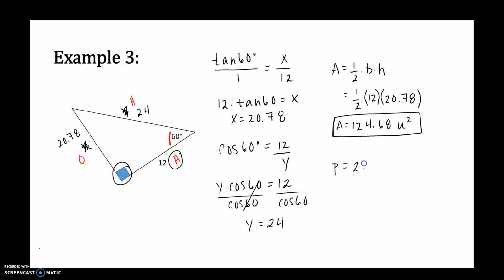You'll see that on your park test. Perimeter, add up the three sides, 20.78 plus 12 plus 24. You can plug that in a calculator for me. The perimeter, 56.7, and that would just be units.